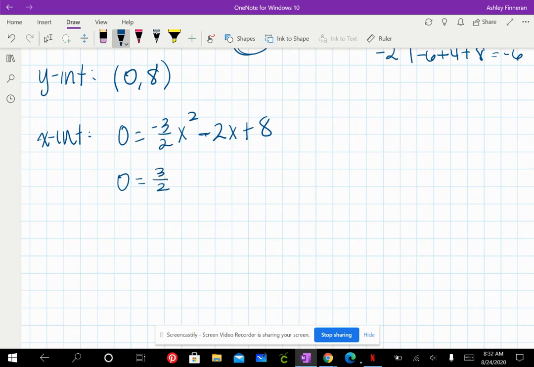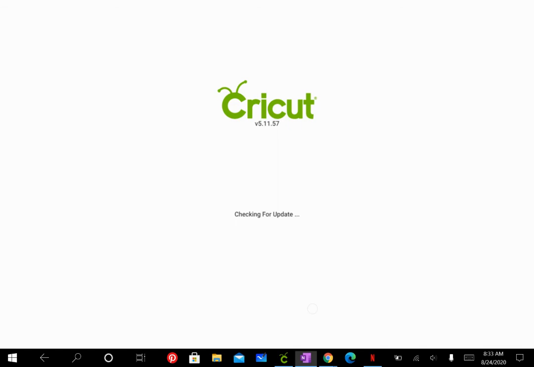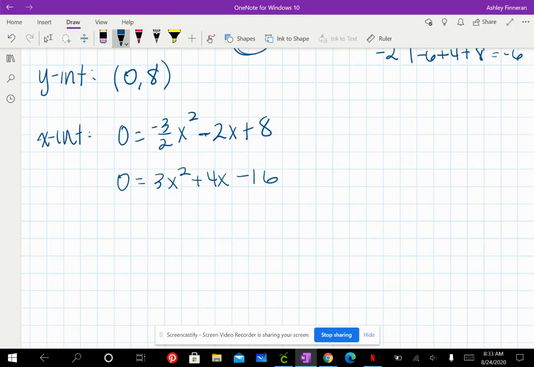I get 3 over 2. No, I don't. I get 3x squared plus 4x minus 16. And that's just kind of nice because it gives me nice, pretty integer values. Now, did I have to do that? No. Could I work with a fraction? Yes. Whoops. I'm not on my Cricut. So then I could do the quadratic formula now, or I could try and factor.